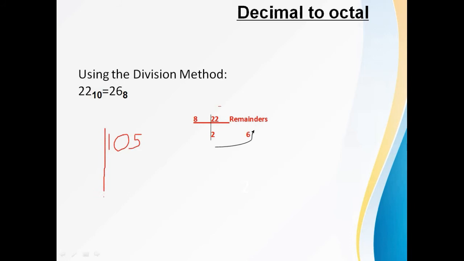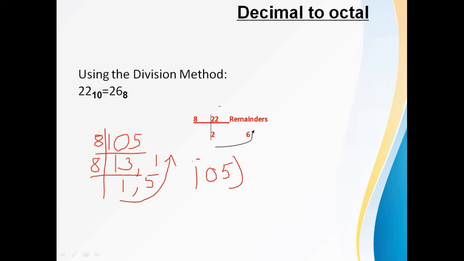We are taking another example. 105 divided by 8. 8 1s are 8 and 25 will be there. 8 3s are 24 and 1 will be the remainder. 8 1s are 8 and 5 will be the remainder. And answer will be 151 base 8. We have to write from bottom to top. And 105 base 10 is equal to 151 base 8.